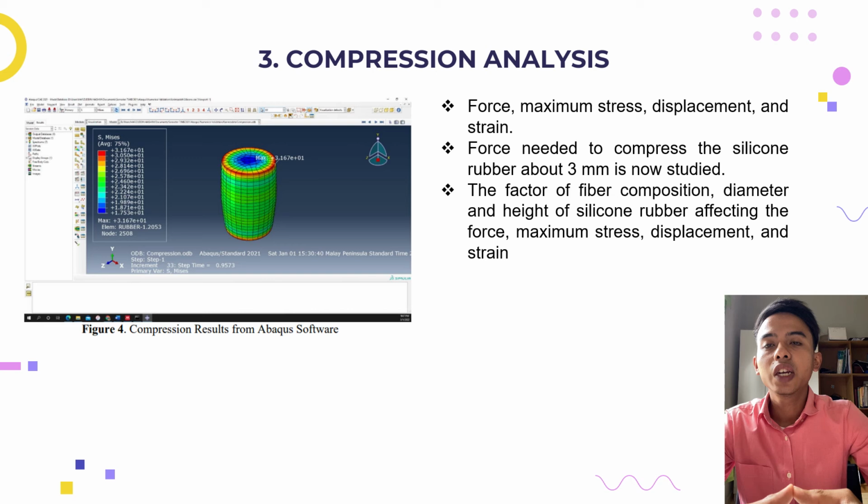As we know, the formula for the area of a circle is pi r squared and the answer is 19.63 mm squared. So the total force needed to compress about 3 mm of silicone rubber is 621.68 Newton. In conclusion, from the simulation, we want to analyze the factors of fiber composition, diameter and height of silicone rubber affecting the force, maximum stress, displacement and strain.